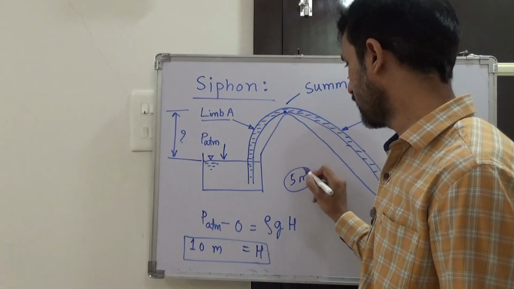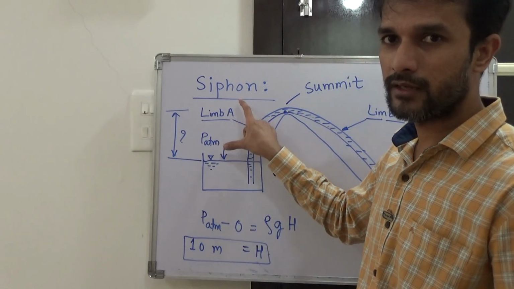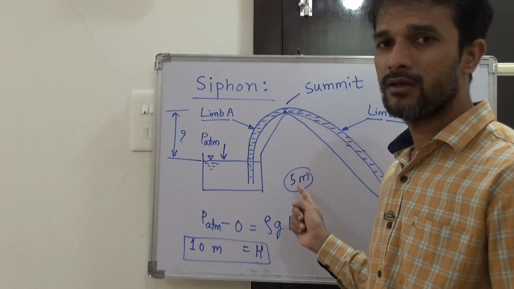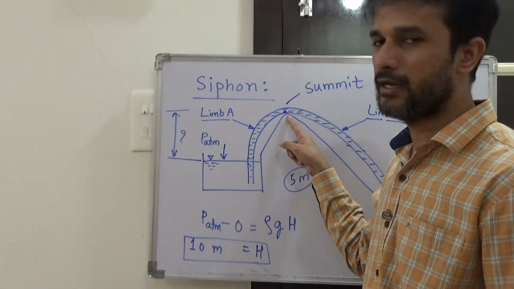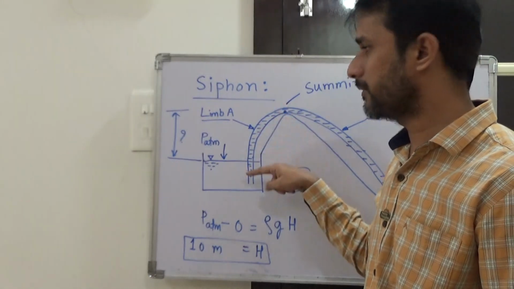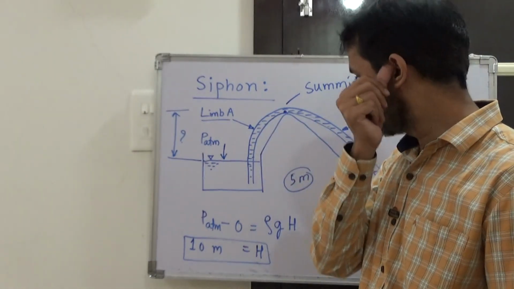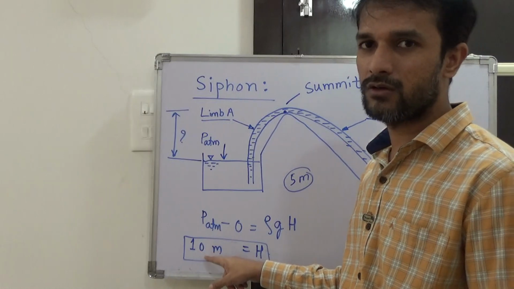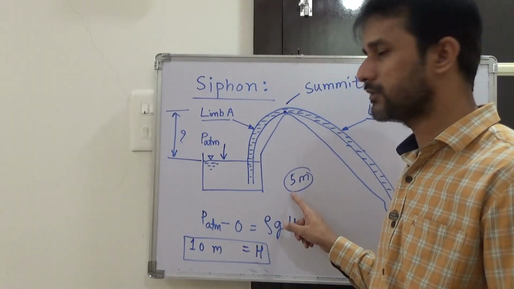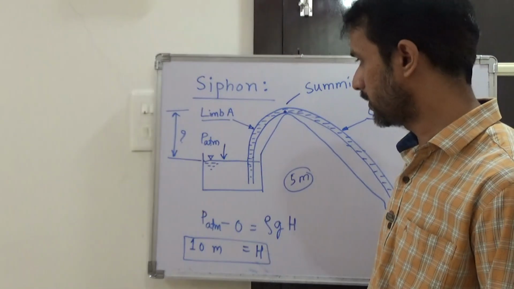Okay, so a siphon can work below 5 meter. The height of this must be below 5 meter. Why? There are two reasons. One is that you cannot create an absolute vacuum here, and the second reason is that there is a frictional pressure drop in this pipe. Because of that frictional pressure drop, energy gets lost to overcome that friction, and that is why we cannot raise this 10 meter. You can only raise up to, and less than, 5 meter.